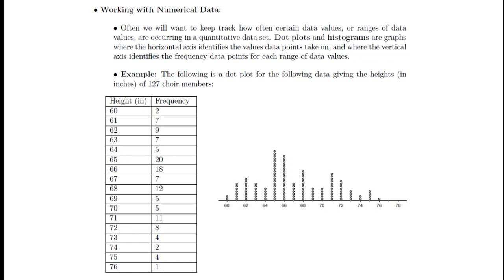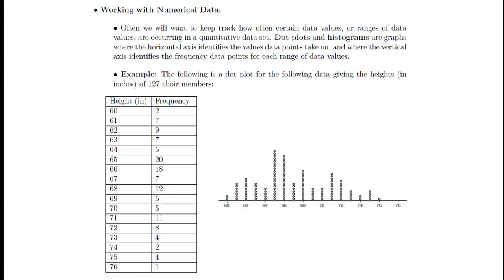So what we have here is the heights of 127 choir members, and these heights are rounded to the nearest inch, and then they're just recording for us how many. Remember, frequency is how often of each height we have. So there's 2 people who are 60 inches. There's 7 people who are 61 inches. And while this frequency table is really helpful, it would be nice to have a visual representation of it. And that's what a dot plot is.